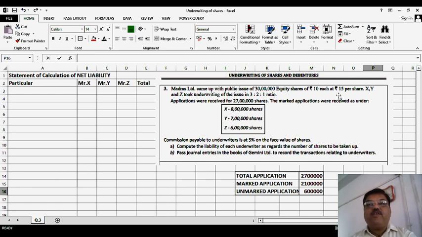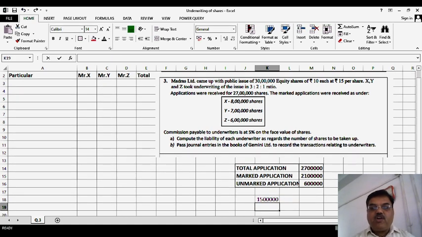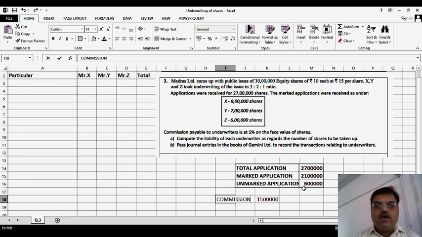Face value is what, 10 rupees. So when you calculate the commission, 10 multiply by how many shares are there, 30 lakh, multiply by 5 divided by 100. So this is the calculation of what, commission. If I enter it, commission comes to 15 lakh. So this is commission, underwriters commission. 15 lakh is underwriters commission.